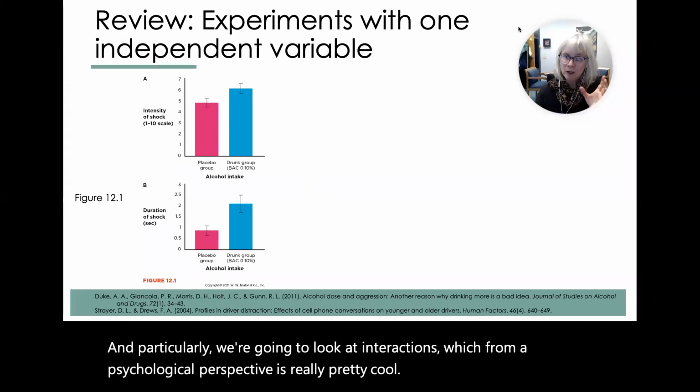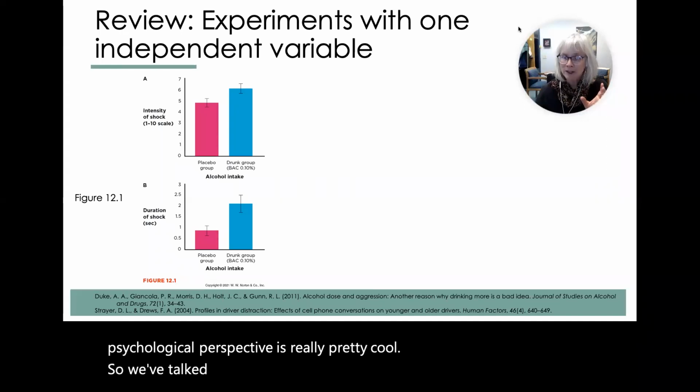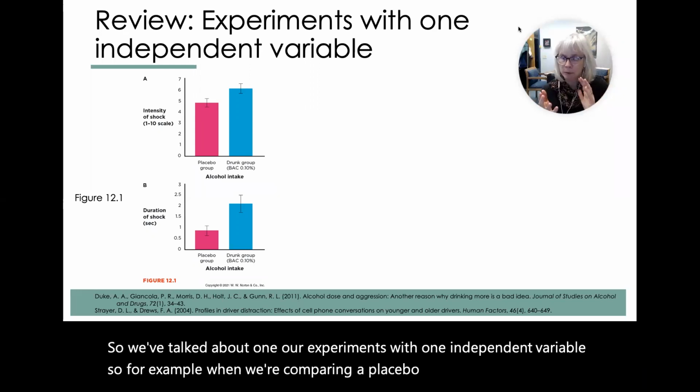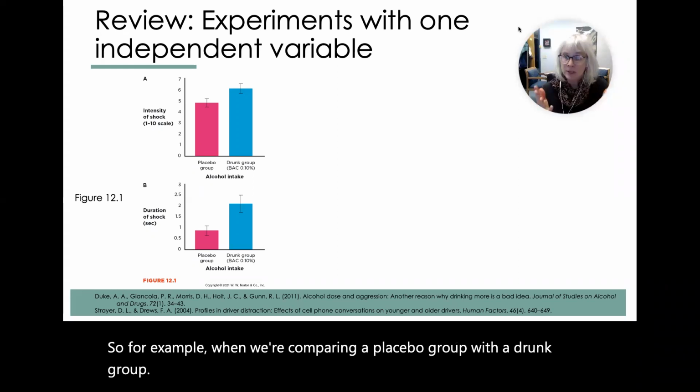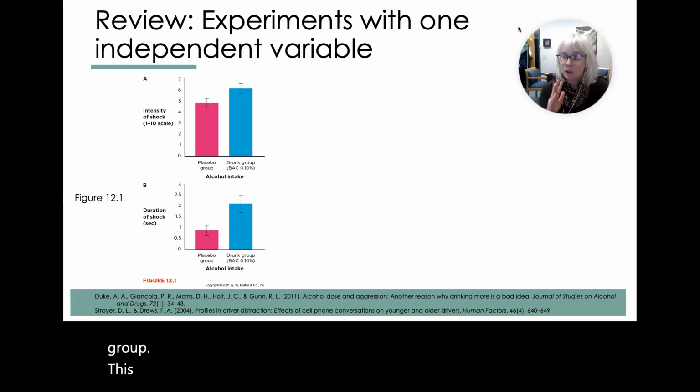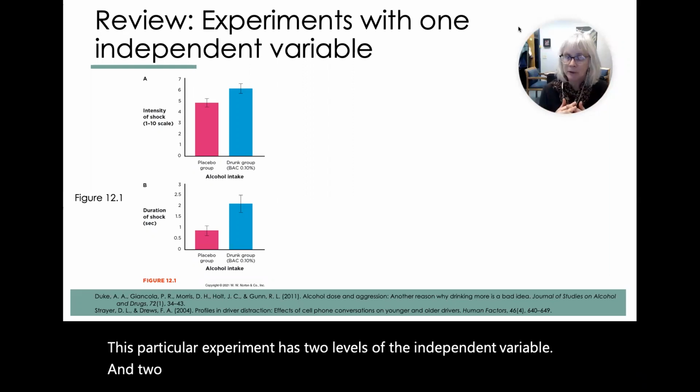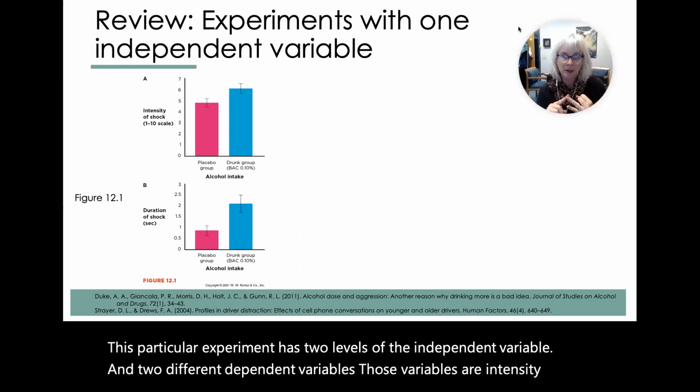So we've talked about experiments with one independent variable. So for example, when we're comparing a placebo group with a drunk group, this particular experiment has two levels of the independent variable and two different dependent variables. Those variables are intensity of shock and duration of shock.